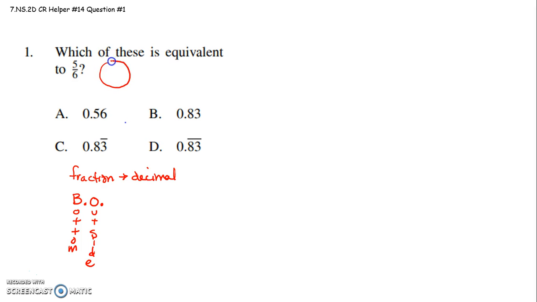If we look at what 5/6 looks like, if you cut a pizza into 6 equal parts, mine's not great, and then you shade in 5/6 of those equal parts, you haven't yet eaten the whole pizza, but you've eaten pretty close to the whole pizza. 0.56 would be about 0.5 or 1/2 of the pizza. You've definitely eaten more than half of the pizza. So that I can eliminate.